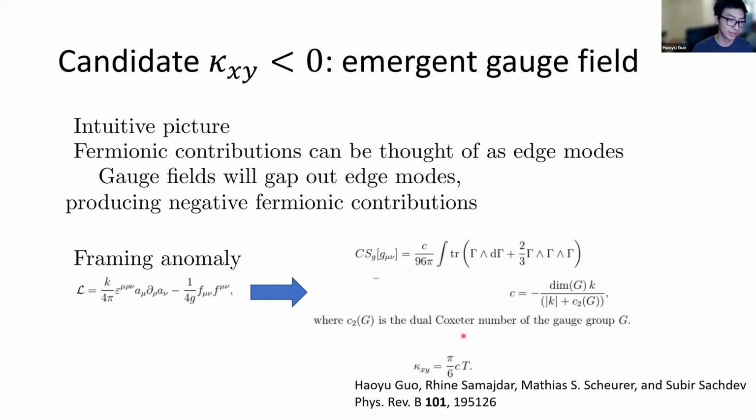But it turns out that in terms of Feynman diagrams, they come from the same Feynman diagrams, but the kappa xy comes from the finite temperature part, and the gravitational transient term comes from the zero temperature part.